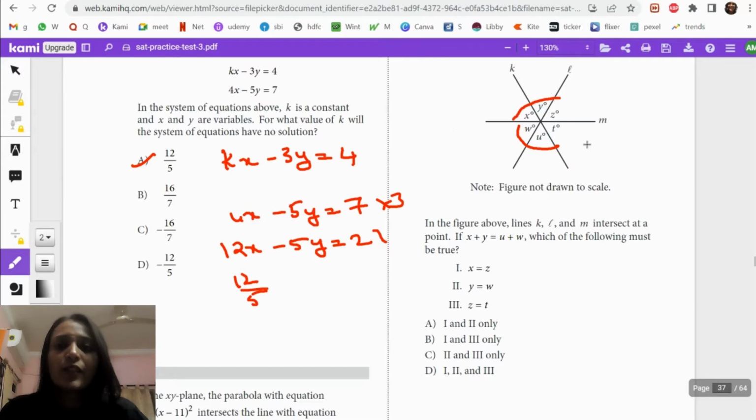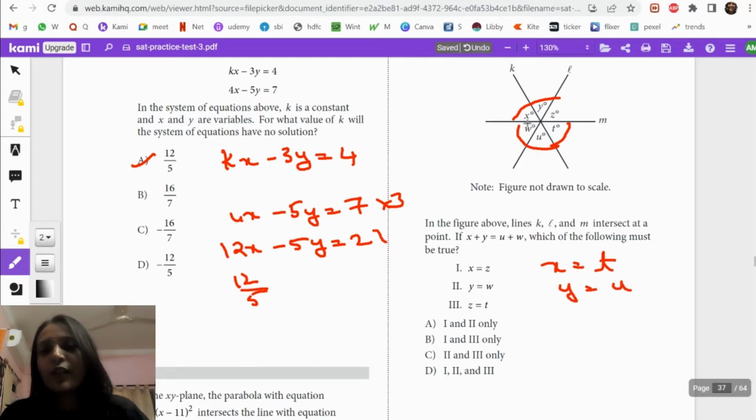So first thing, if we notice, x and t are vertically opposite angles, so they should be the same. So I'm just going to say x is equal to t. Second thing is y should be equal to u. And then the third one is z is equal to w. Now they've also given us x plus y is equal to u plus w. So if we replace any of these, let's see if we can figure it out.